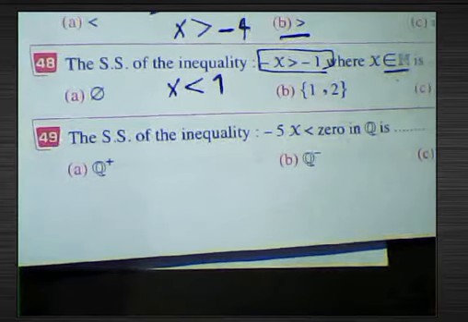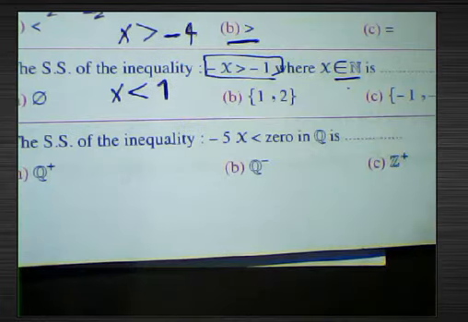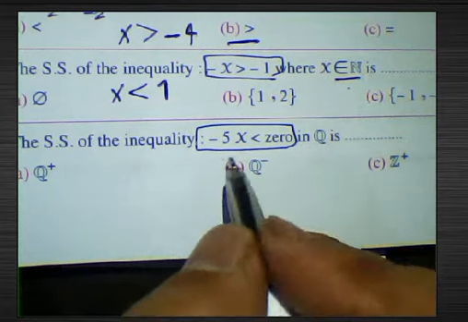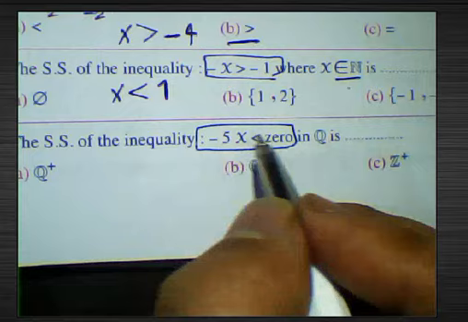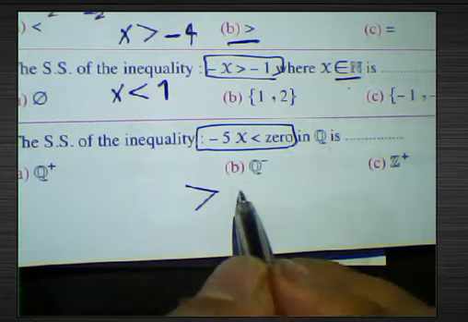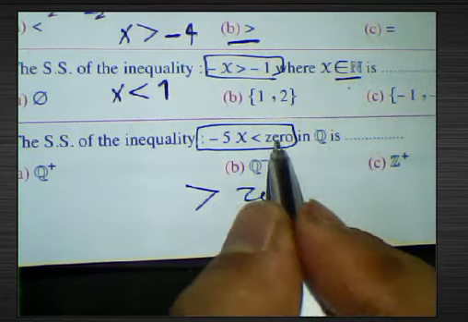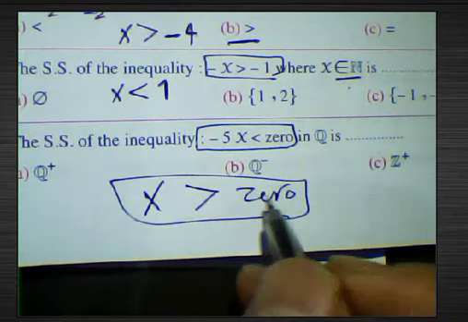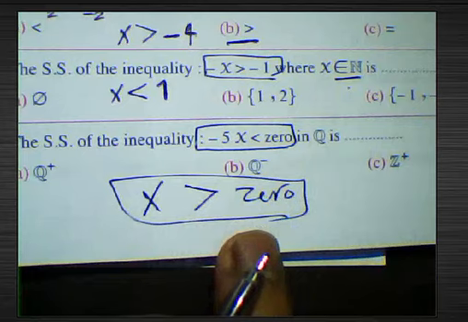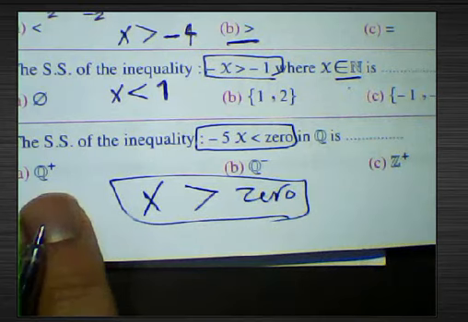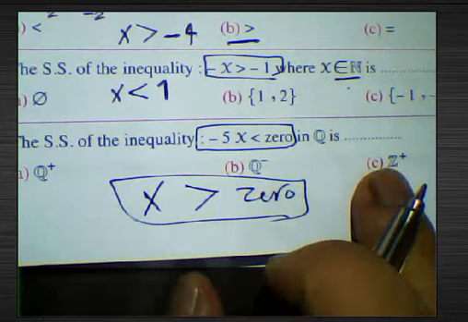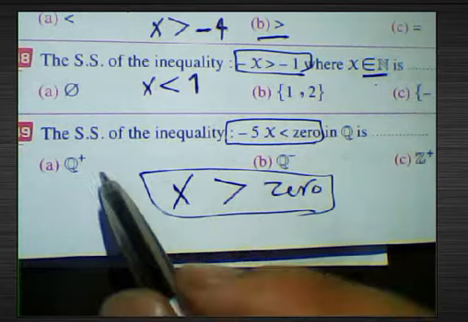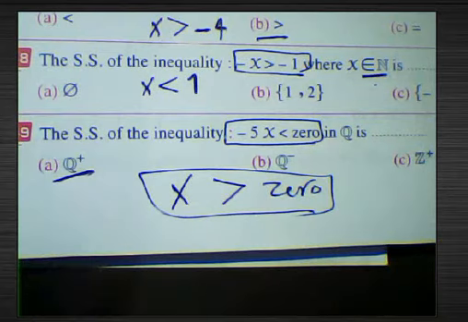Question 49, the solution set of the inequality here in Q. We can solve the example by dividing by -5. Dividing by -5, you must change the sign here. 0 divided by -5 equals 0, and x will be greater than 0. X greater than 0 means what? Q positive, or Q negative, or Z positive, or phi. He asked about Q, the rational numbers. Okay, we must choose letter A.